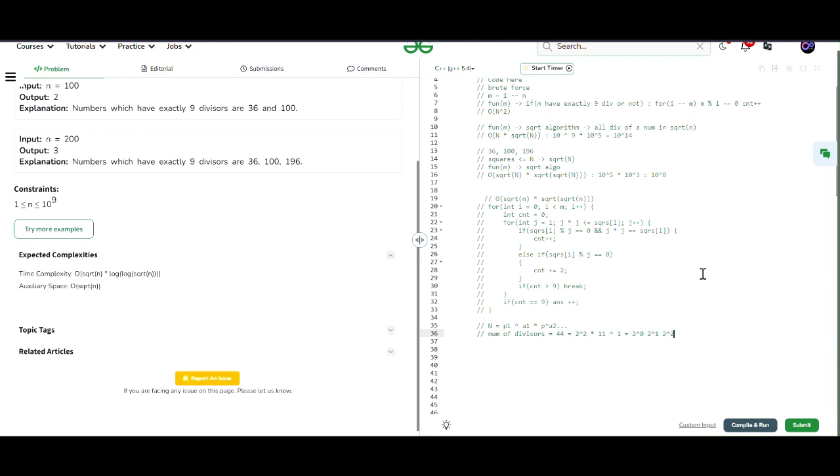So I have three possibilities for the 2, and similarly I have two possibilities for the 11, that is 11 to the power 0 or 11 to the power 1. In this way it would create a total of 3 into 2 equals 6 combinations, and each combination creates a factor. So it gives an important formula that the number of divisors is equal to the product of (a1 + 1) into (a2 + 1), and likewise. This is an important result we can use here.